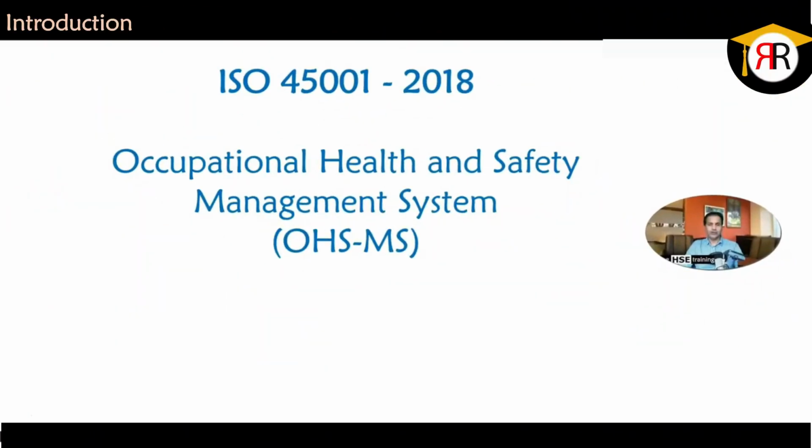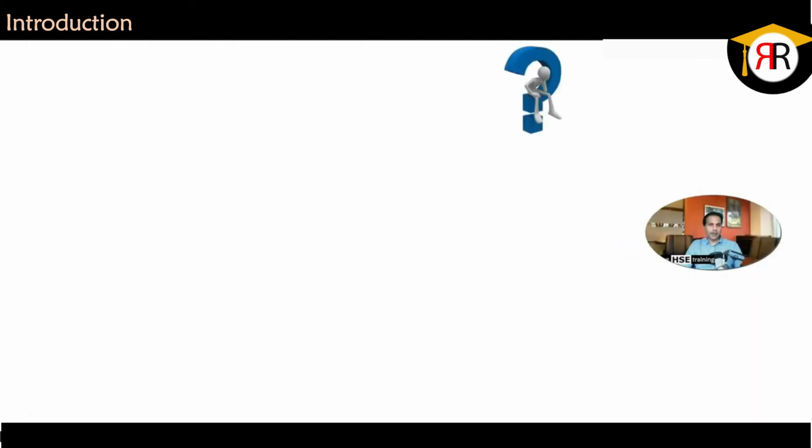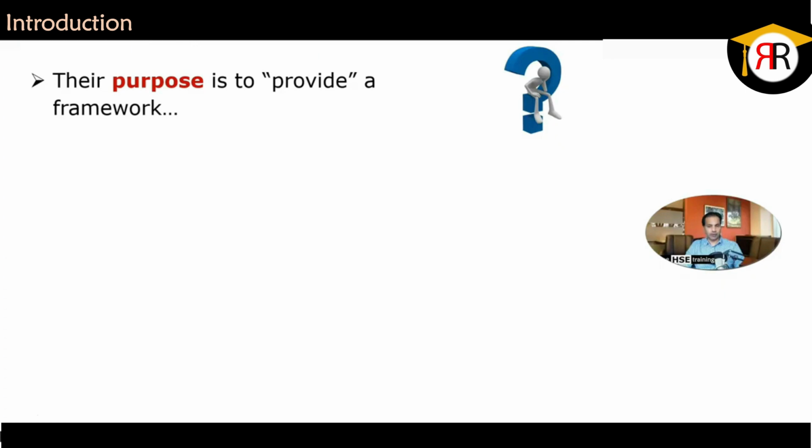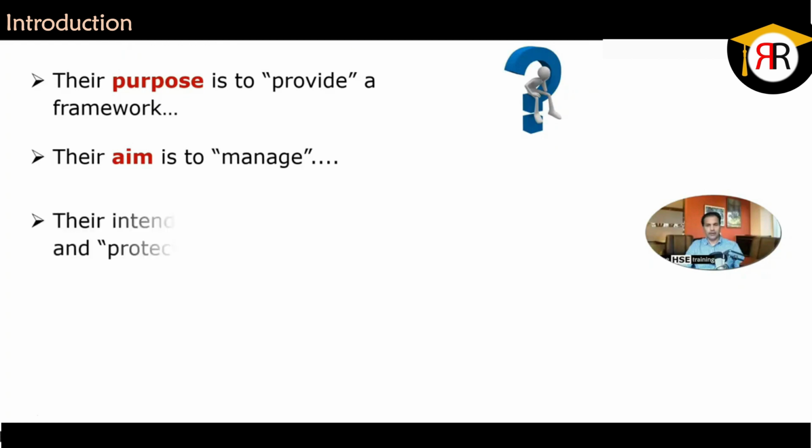I'm going to give you an introduction to the standard ISO 45001 for occupational health and safety management systems. So when we think about management systems, we have expectations. The purpose is to provide a framework, and the aim is to manage. Management systems have an outcome, and their intended outcome is to prevent and protect.